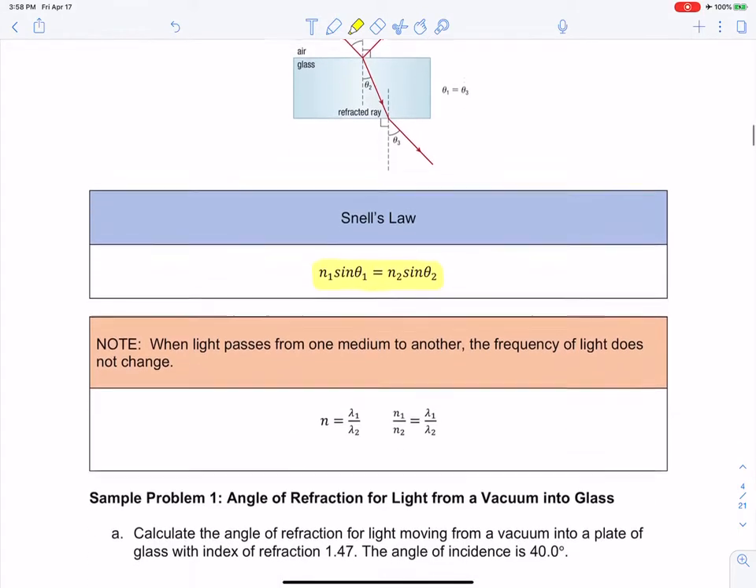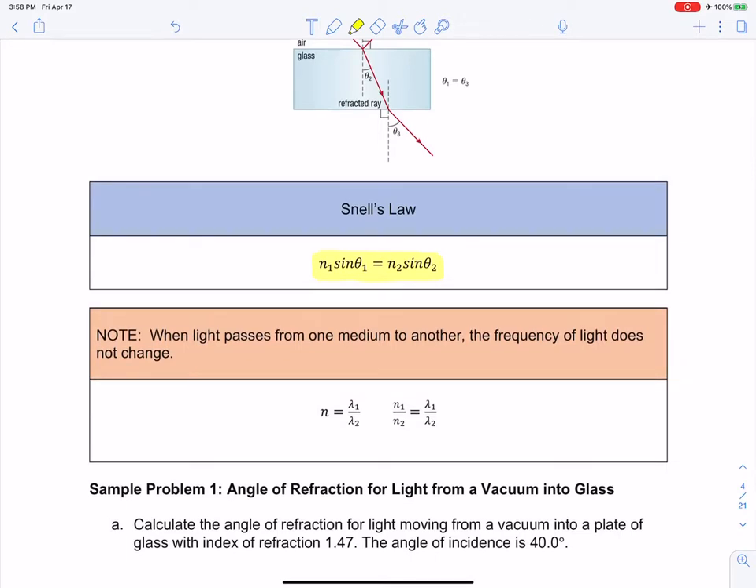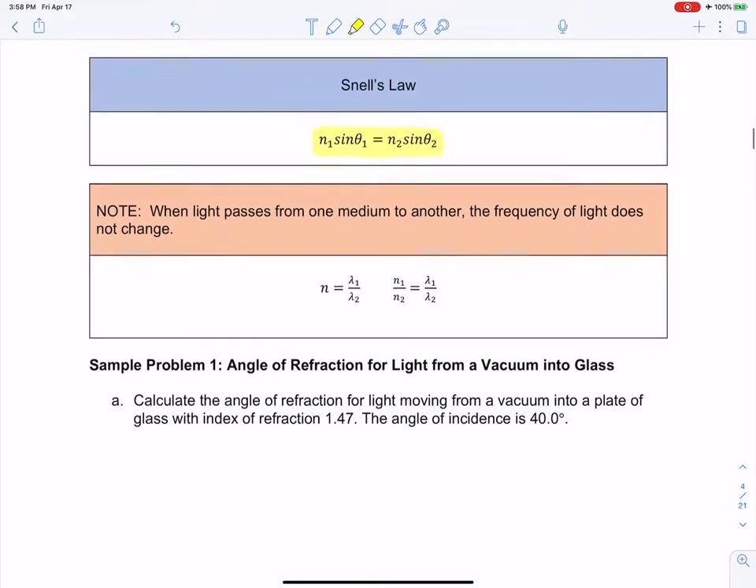Similarly, it's important to note that when light passes from one medium to another, the frequency of light does not change. So we know that the index of refraction is also equal to the wavelength of light, lambda 1, over the wavelength of light in medium number 2, lambda 2. So we can say n is equal to lambda 1 over lambda 2, or similarly we can say n1 over n2 is equal to lambda 1 over lambda 2. Let's start looking at some examples.